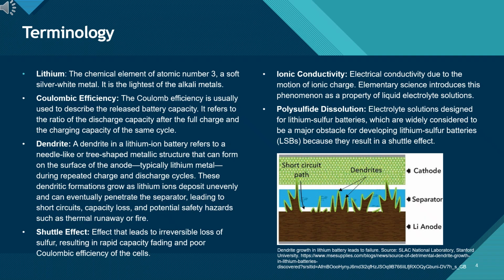First, dendrites. These are tiny, needle-like lithium structures that can grow from the anode during charging. If they get long enough to pierce the separator, they can cause short circuits and even fires. The picture on this slide shows how dendrites can grow and create a short circuit path. Second, ionic conductivity. This describes how easily lithium ions move through the electrolyte. High ionic conductivity means smoother current flow and better battery performance.